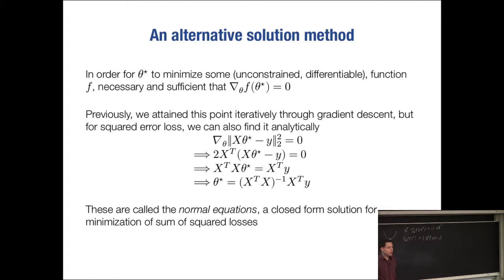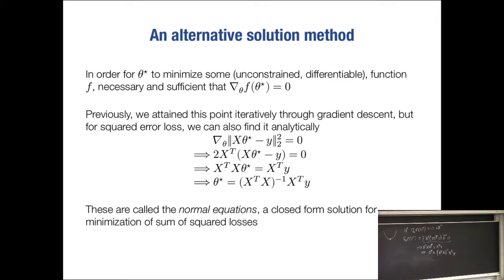In order to make this 0, we can just solve it as a set of linear equations. This is equivalent to setting, and I'll just get rid of the 2 because I can divide by 2, x transpose x theta equal to x transpose y. I should actually write this in terms of theta star, since this is equal to 0 at the optimum theta. So x transpose x theta star equals x transpose y. In other words, theta star just equals (x transpose x) inverse x transpose y. And that is our solution to least squares.